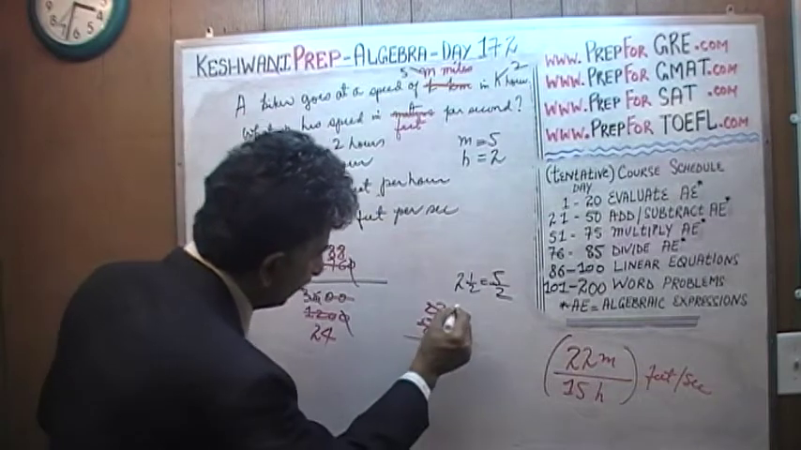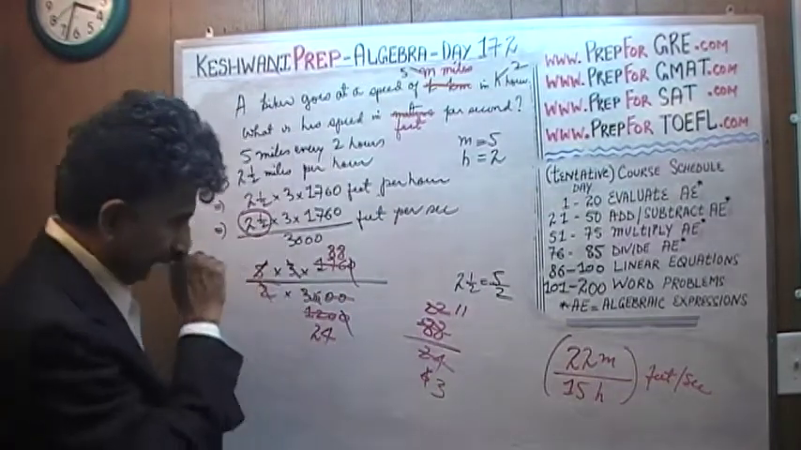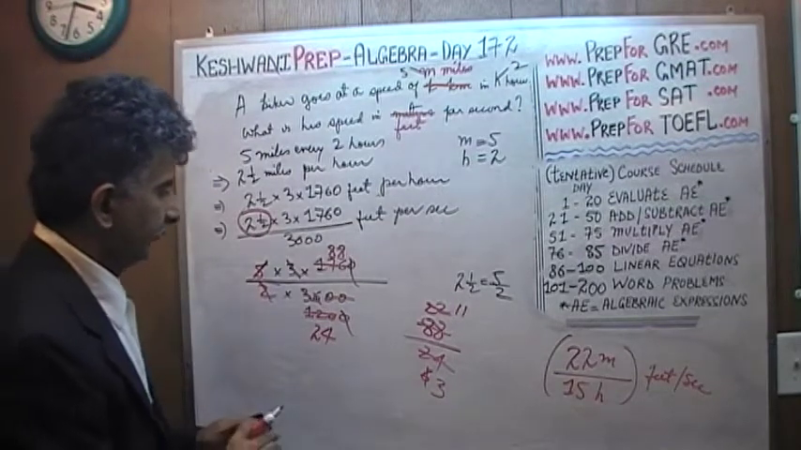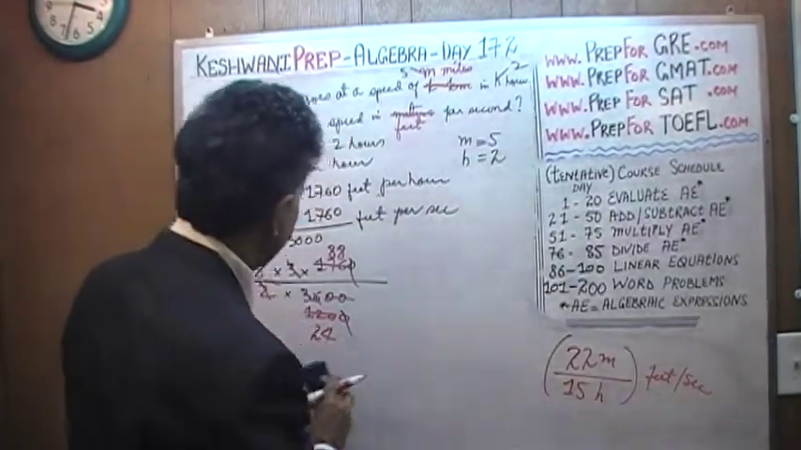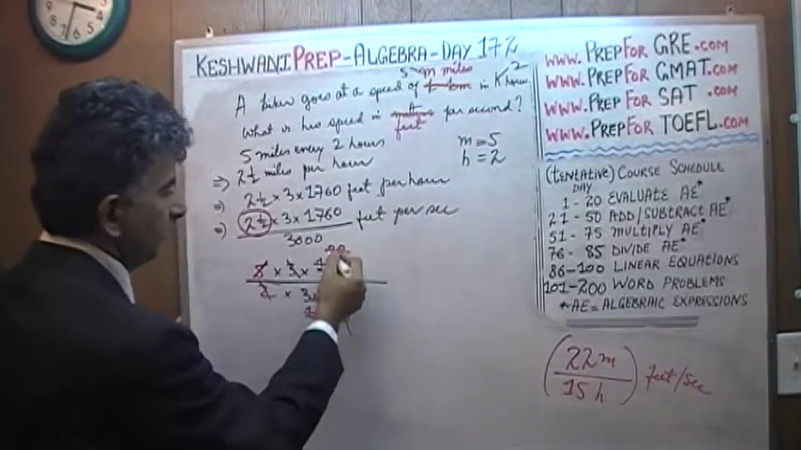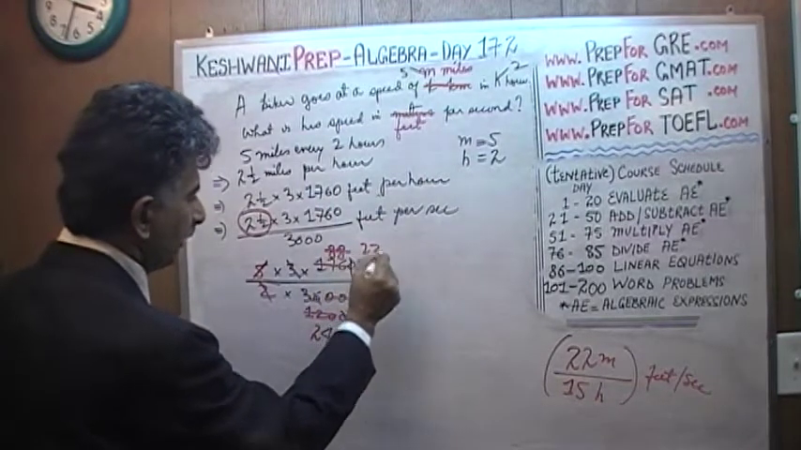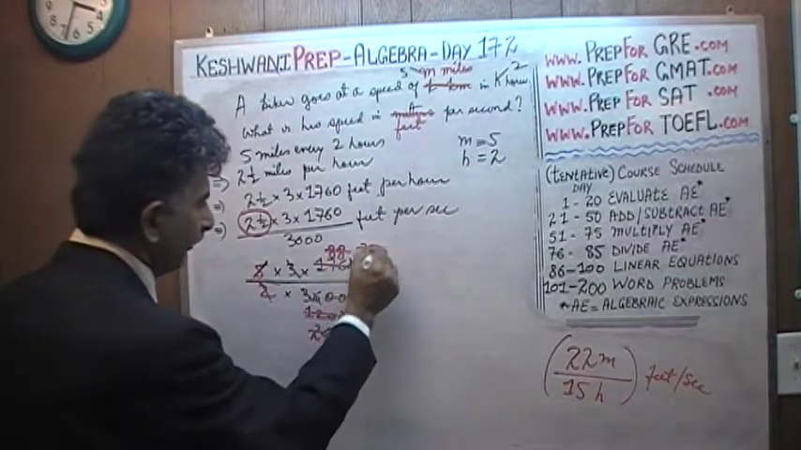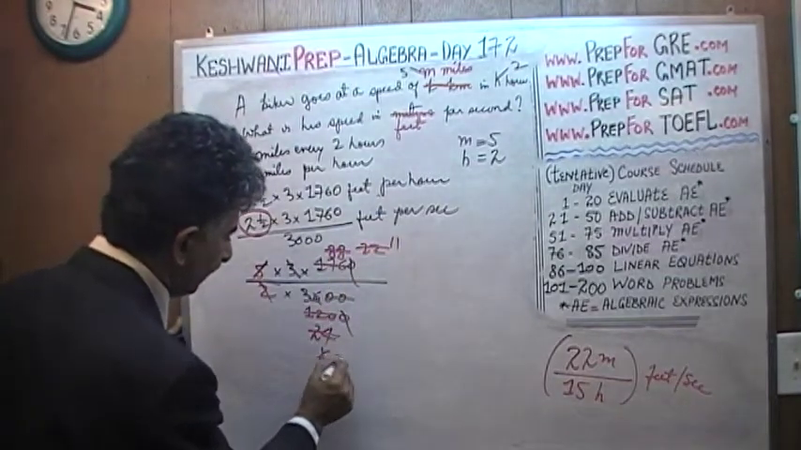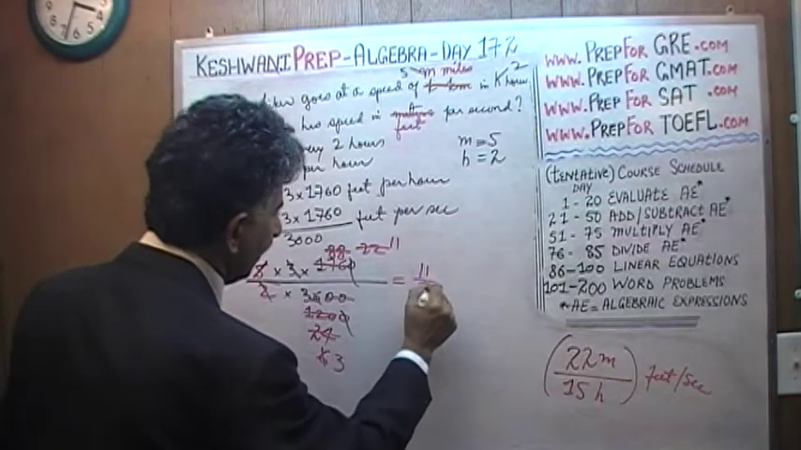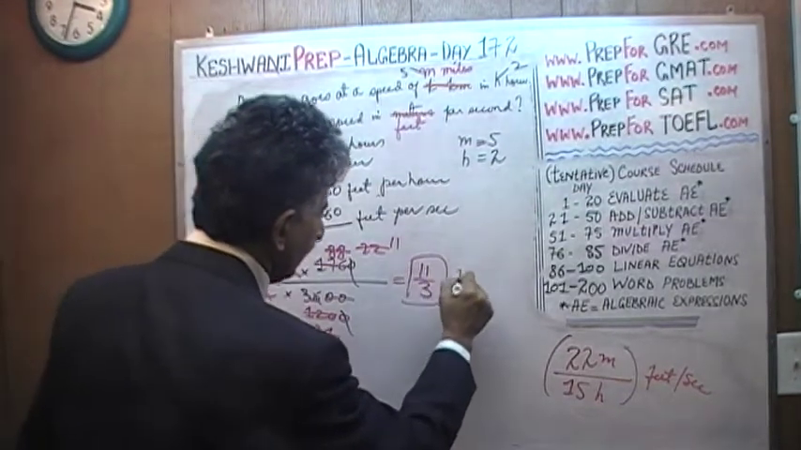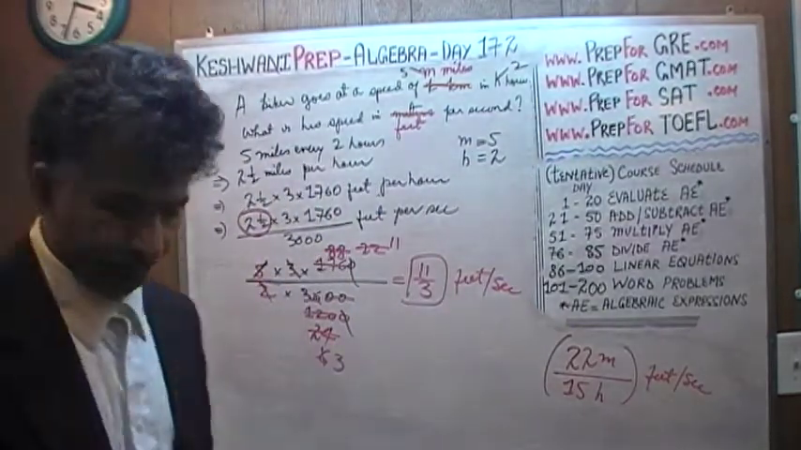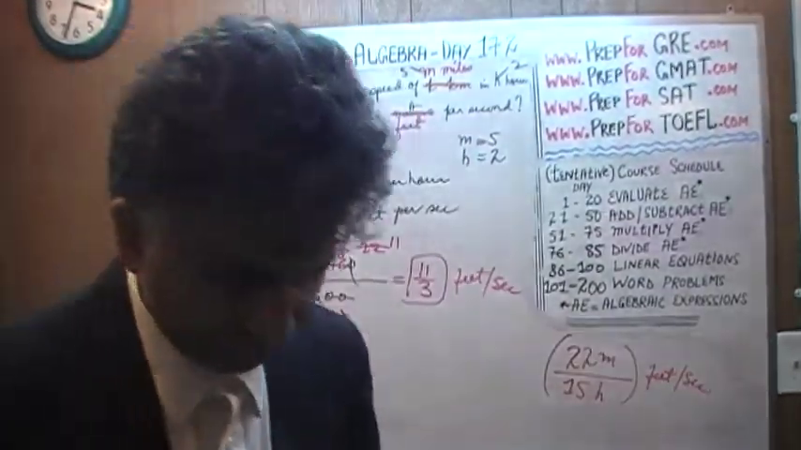Let's do one more time. 11 over 3. That's what I get. Divide this by 4, you get 22. Divide this by 4, you get 6. Divide top and bottom by 2 one more time, so 22 becomes 11, and this becomes 3. So we get 11 over 3 feet per second. That is the final answer.